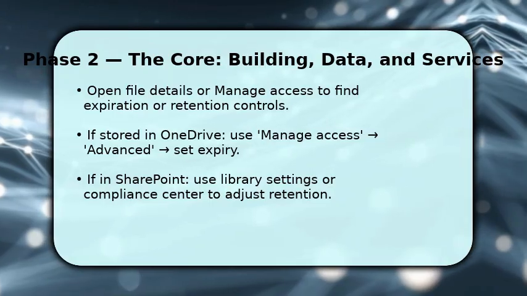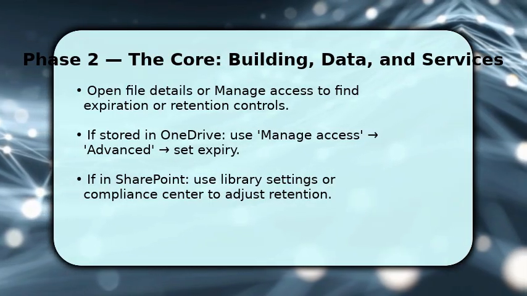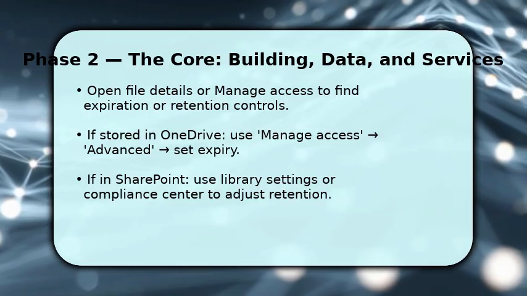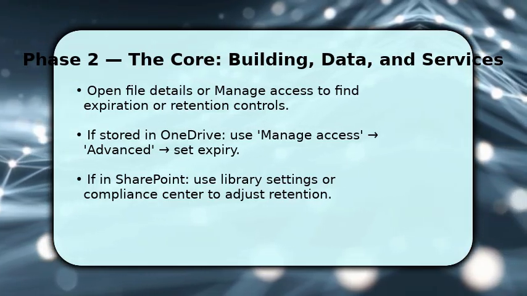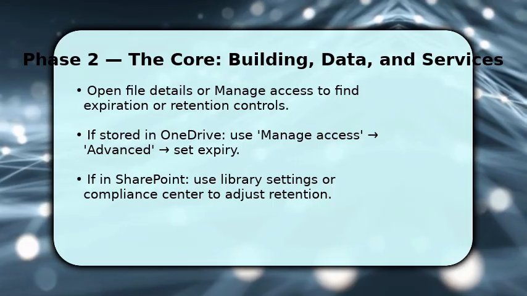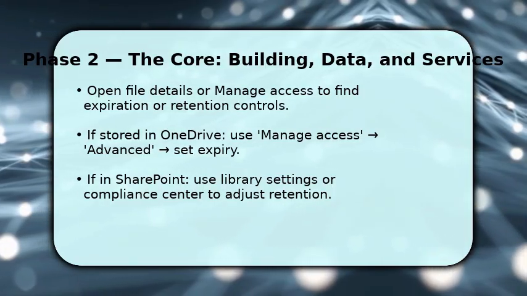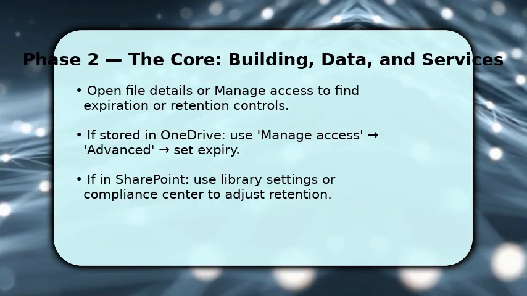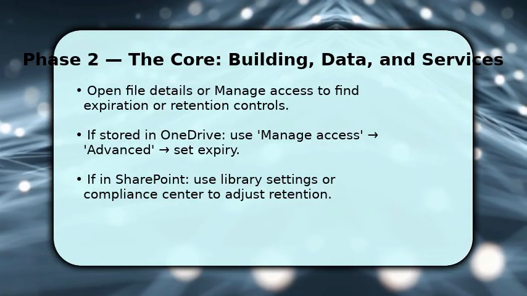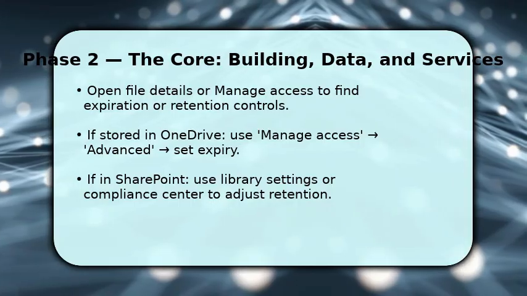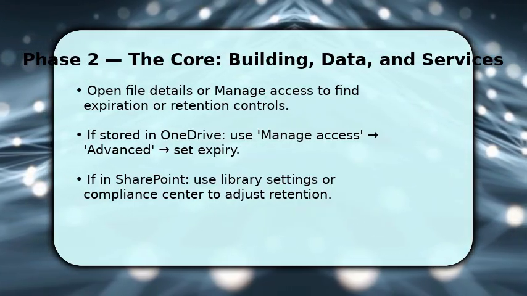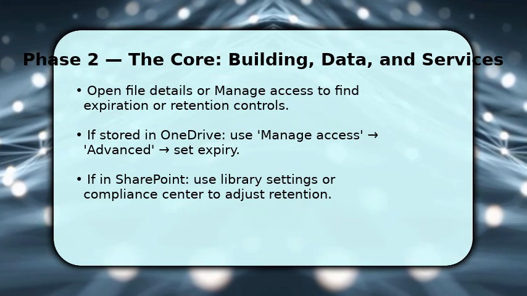If the recording lives in OneDrive, open Manage Access, then Advanced, and edit the link expiry or access expiration directly. If it lives in SharePoint, go to the Document Library settings or the Microsoft 365 Compliance Center to change a retention label or automatic deletion period. Make sure you save changes and verify.